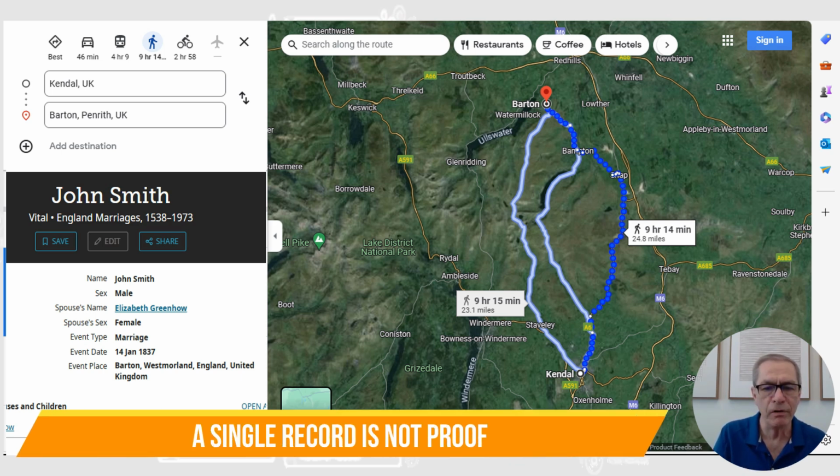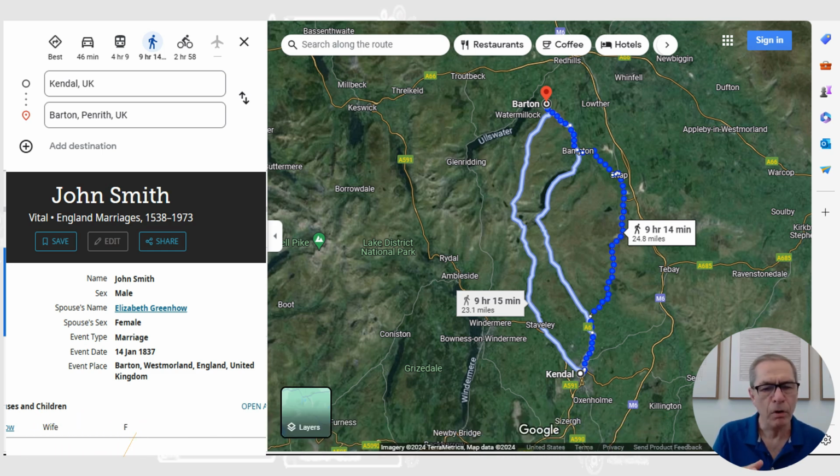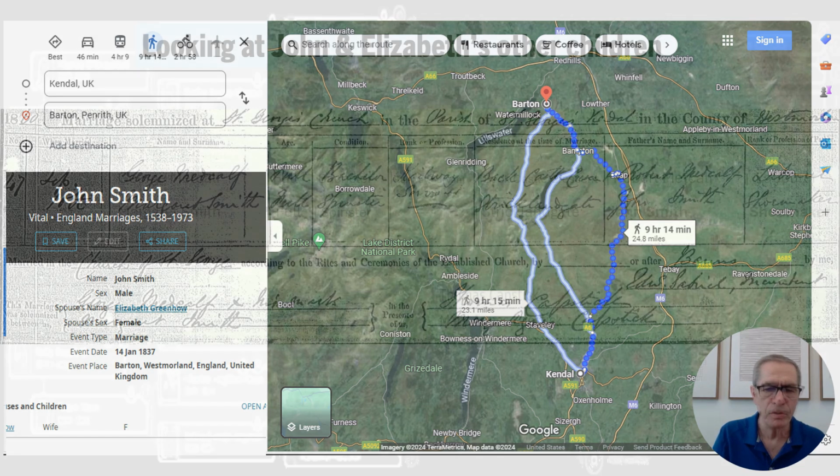You need supporting information even to prove a vital record or something like that, even when you try and tie things together. So this is a red flag, and I'll set this record aside and start looking at the children to see if I can get some more information.